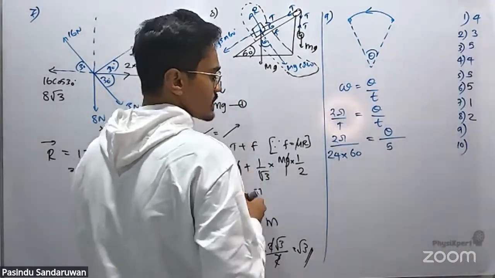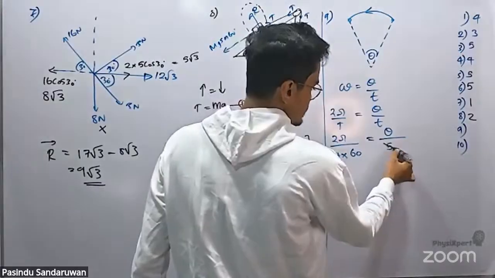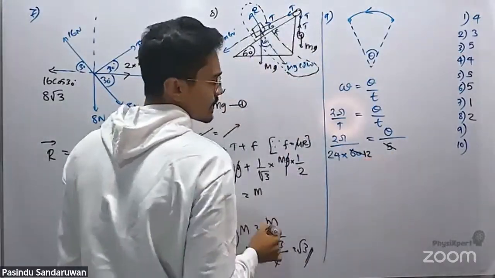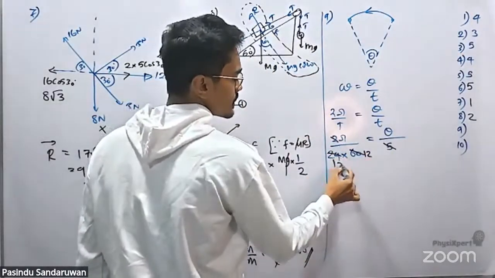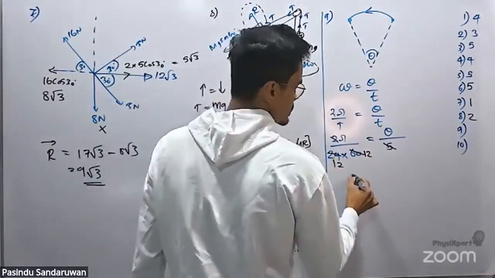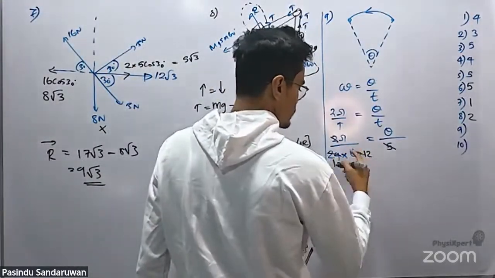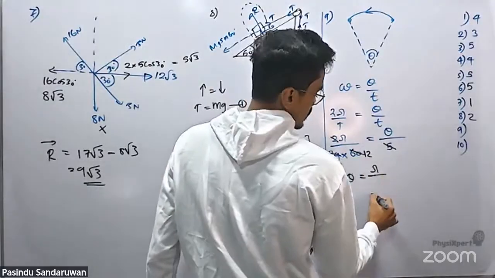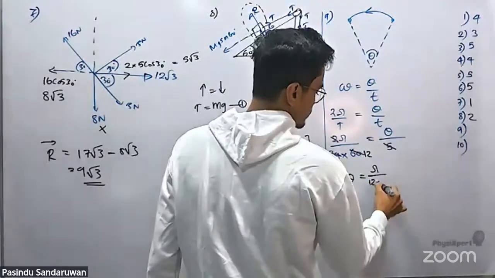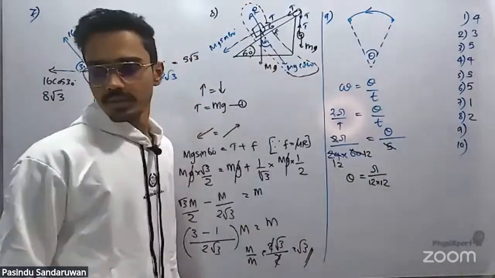Cancel these cancelling terms. 5 and 60 cancels, 12 here. And 2 and 24 cancels, 12 here. Okay, so theta comes. Theta equals 5 over 12 times 12. We'll keep it like this.